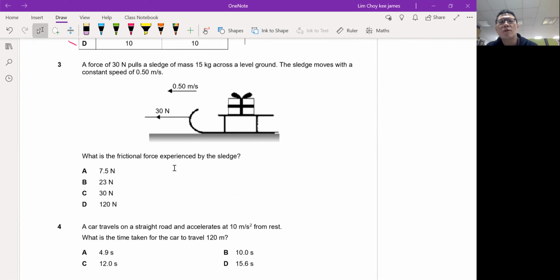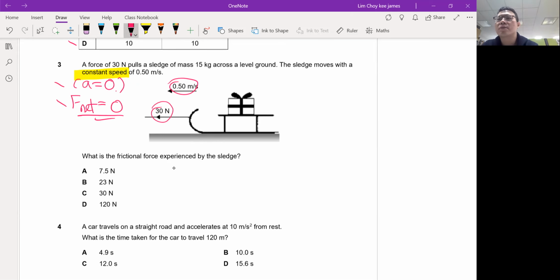Now, for question 3, what we are looking at is a classic example of Newton's law. I have a pulling force of 30 newtons moving at a constant speed. The first clue is when I say constant speed. The first instinct students need to have is to note that the acceleration is 0. And automatically, because acceleration is 0, you will know by Newton's second law that F net, the resultant force, is actually 0. These are the first two things you must take, the first information you can infer from constant speed.